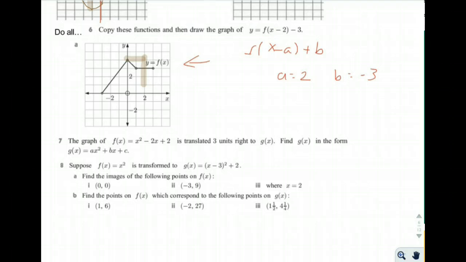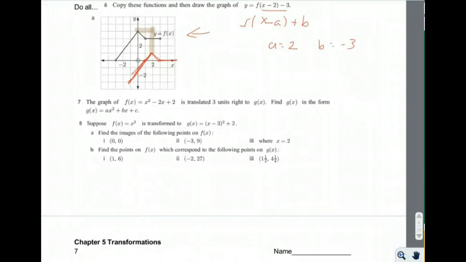So this whole graph is going to move 2 to the right, 3 down. So every single point is going to do that. 2 to the right, 3 down. So one of the points would be here. Okay, and then the rest of it, I think, would look kind of like that. Okay, so that is what this is going to look like.